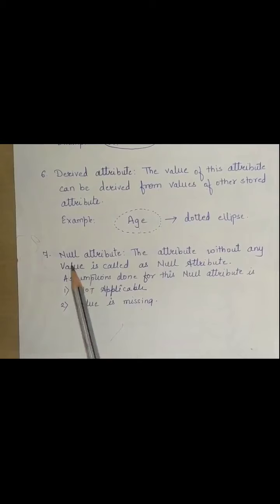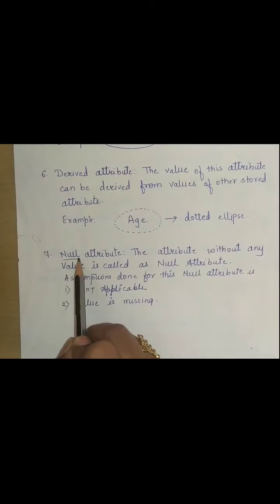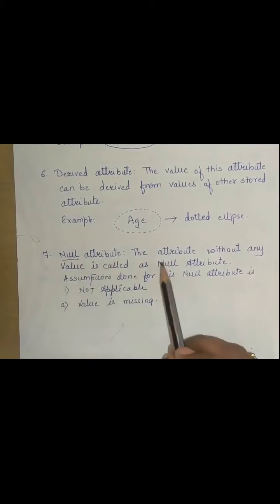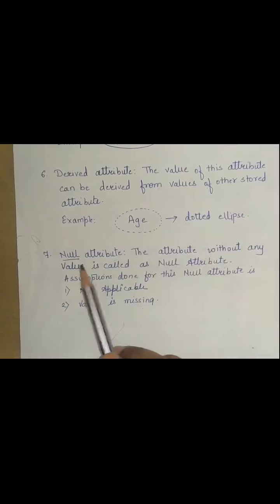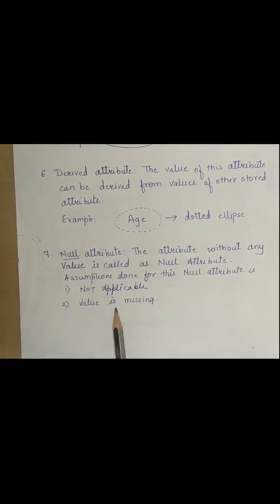Next attribute is the null attribute. The word null tells us that something is null in this. Something means the value. The value will be null in this particular attribute. The attribute without any value is called a null attribute. The assumptions made for this null attribute are: first, not applicable, and second, value is missing.